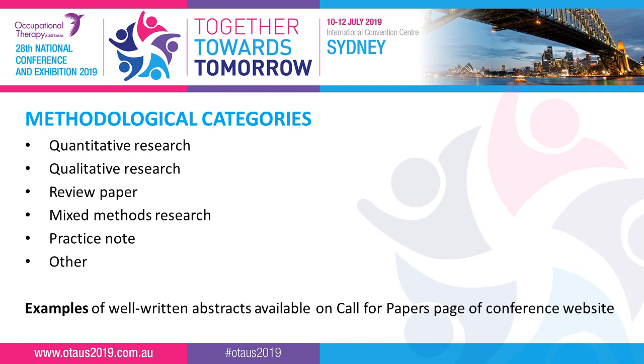So if you want to have a look at different examples of well-written abstracts, you can go to the Call for Papers page of the conference website, and there's a whole range of different examples of abstracts that were rated very highly for the 2017 conference. And these are across all of the different categories.